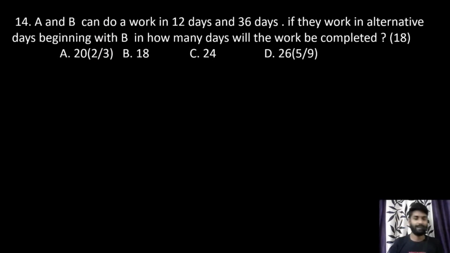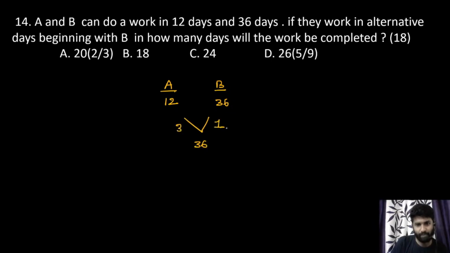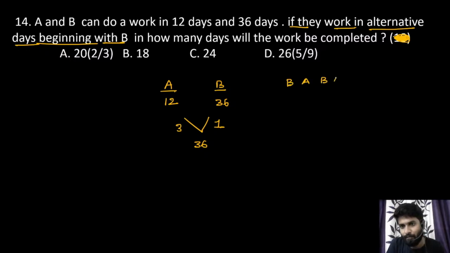Okay, let's move on to the question, so you can understand better. A working for 12 days, B working for 36 days, the work is exactly equal to 36 units. A does 3 units per day, B does 1 unit per day. Up to here the information is clear. Now read it carefully. If they work on alternative days beginning with B, what is the meaning? First day B, next day A, third day B, fourth day A.